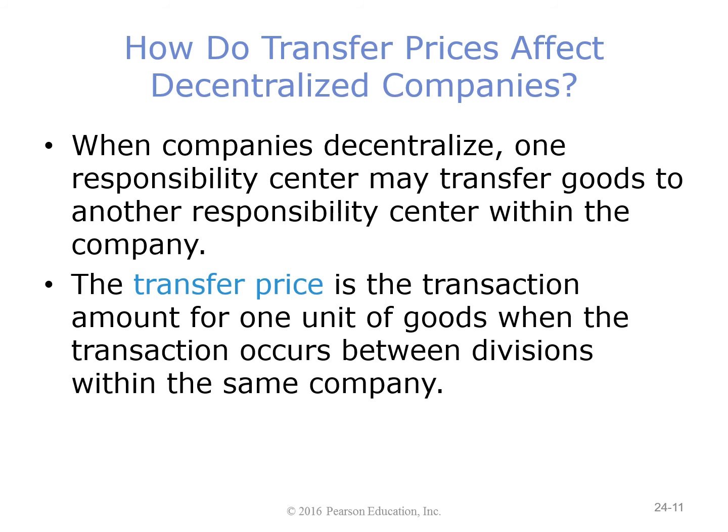So this will be called the transfer price. Or maybe the transfer price will be the price at which one division in one country sends its output to the next department in another country. Again, this will be considered the transfer price. This is why we define the transfer price as the transaction amount for one unit of goods when the transaction occurs between divisions within the same company. This is the transaction cost between departments inside the same company.